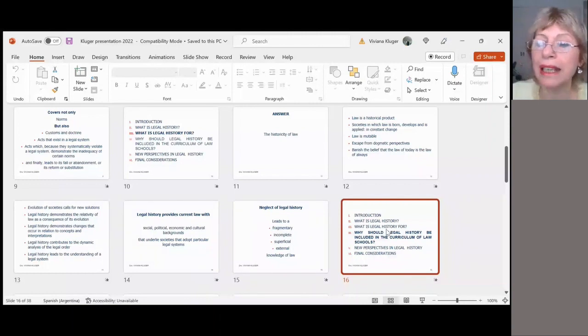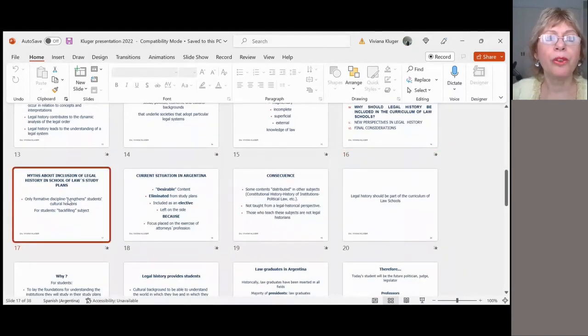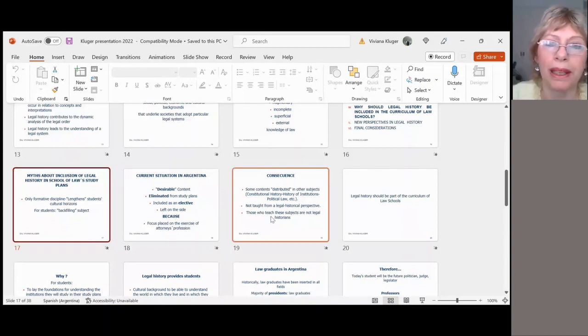So why should legal history be included in the curriculum of law schools? First, we must speak about the myths about the inclusion of legal history in law school study plans. The myths are that legal history is only a formative discipline that lengthens students' cultural horizons. And for students, it is a backfilling subject.